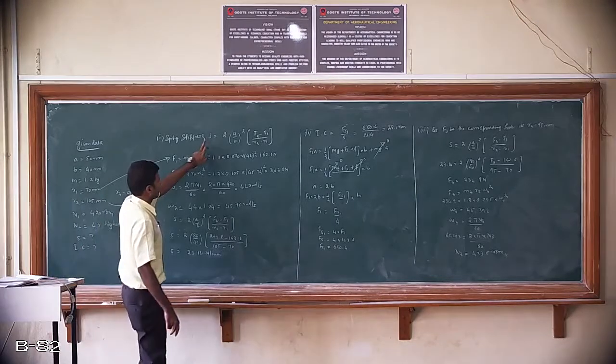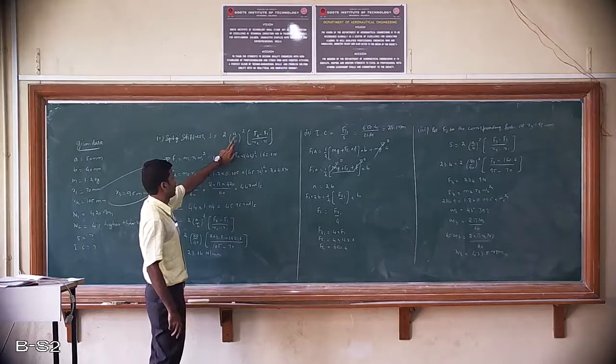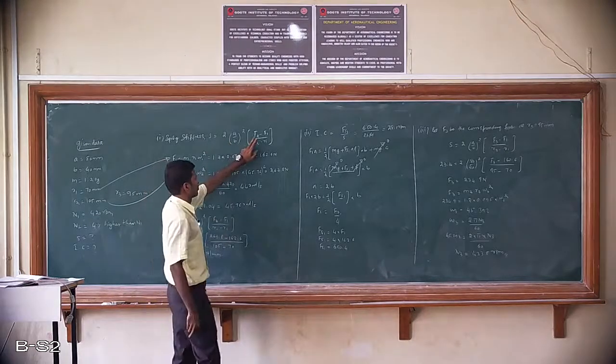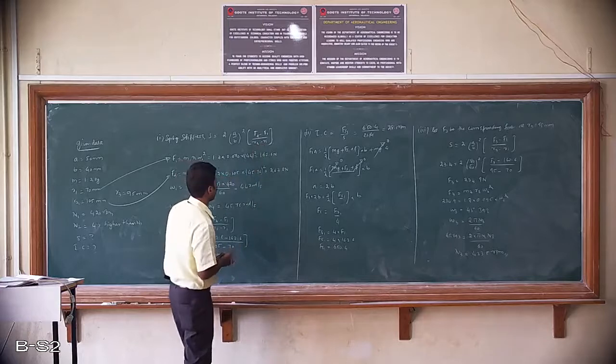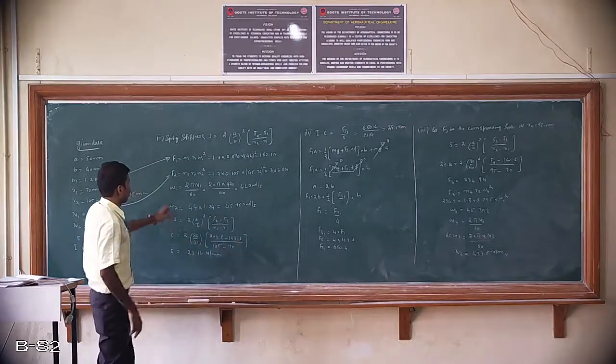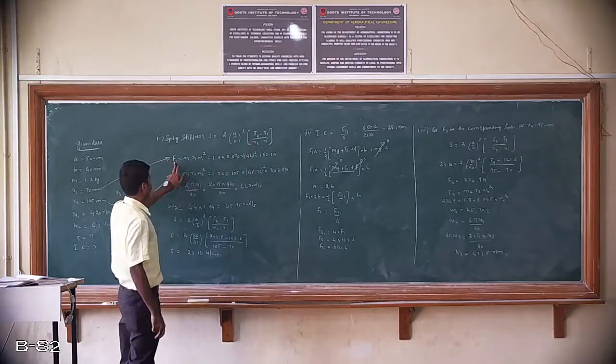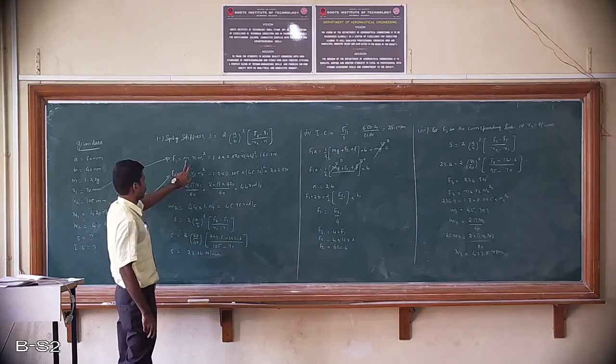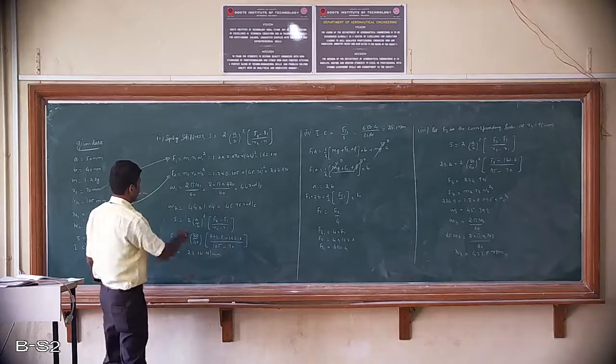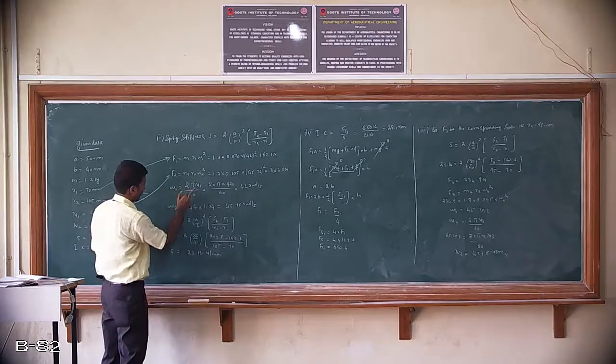Spring stiffness is given by the equation S is equal to 2 into (A by B) whole square into (F2 minus F1) divided by (R2 minus R1). All the values are known except F1 and F2, so I find F1 and F2 using the equation m r omega square. Omega you can get by using the equation 2 pi N by 60.